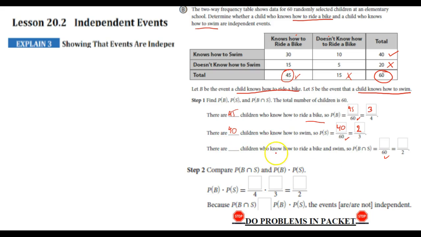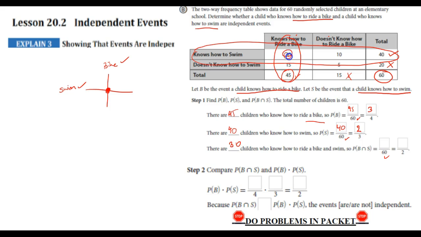All right. And then last but not least, there are blank number of children who know how to ride a bike and swim. And we're looking for where the students who know how to ride a bike, yes, and who know how to swim, yes, cross. What number would they cross at? At 30. So that would be 30 over 60, and let's reduce that. Now it would be about 1/2 or 50%.